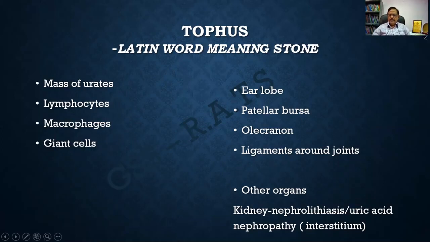Apart from the skeletal system, other organs can be affected, namely the kidney. In the kidney, two things can happen. One is nephrolithiasis. Nephrolithiasis means formation of stones due to uric acid. And also there is an affection of the interstitium. Interstitium is the supporting tissue. That is also damaged. That is called uric acid nephropathy. And tophus, incidentally, the Latin word means stone. So it is a stone-like lesion that we are seeing in gout.